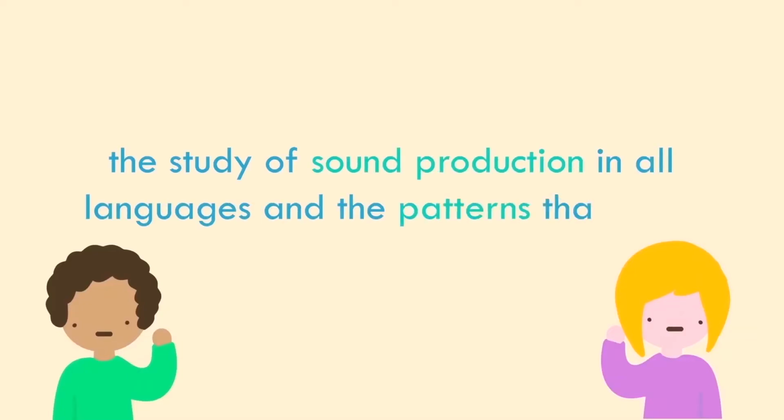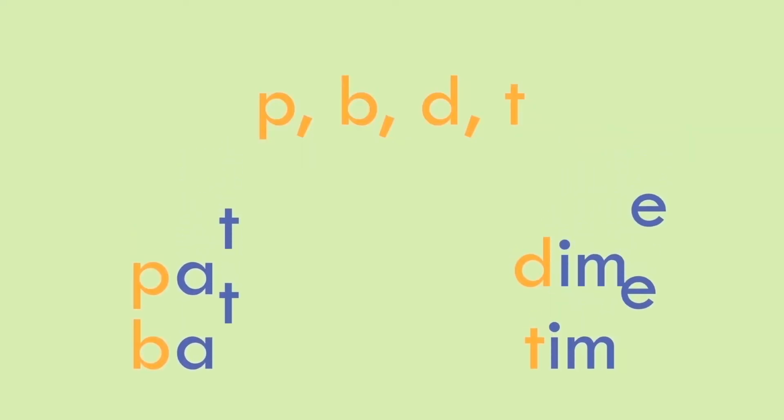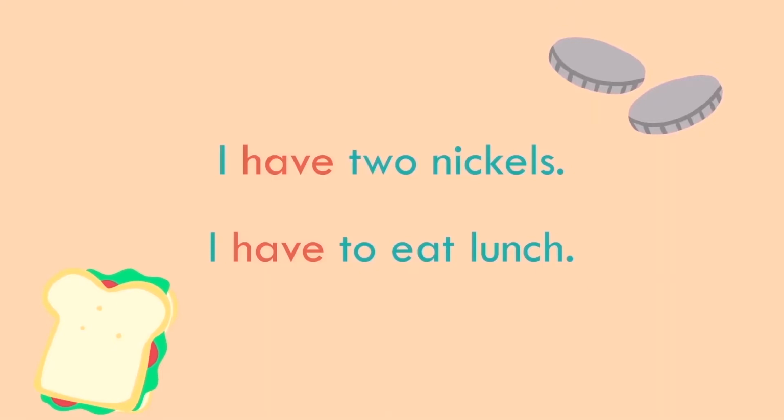Production in all languages and the patterns that occur amongst these sounds. The distinct units of sound in any language that distinguish one from another are called phonemes, like P, B, D, and T. Let's take a look at these two sentences. I have 2 nickels. I have to eat lunch. Notice how the first use of have ends with a V sound and the second ends with a F sound.